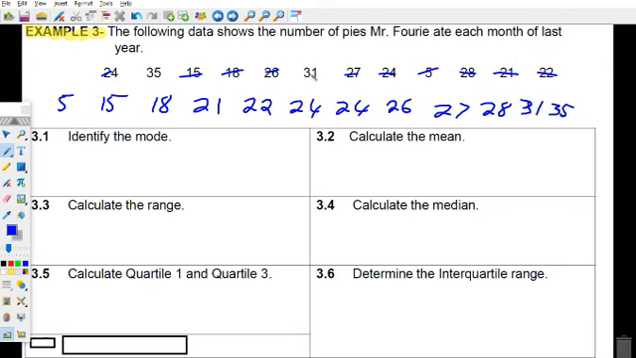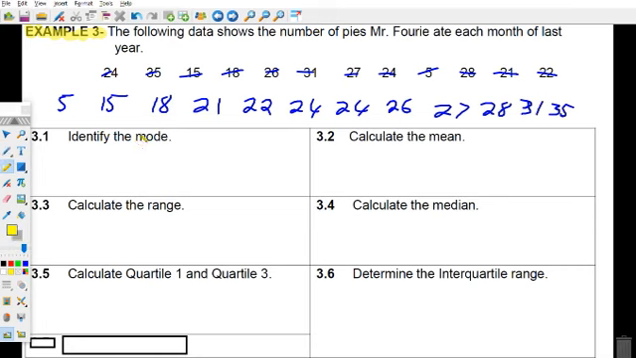All right. So from the information, it shows the number of pies Mr. Fourie ate each month of last year. So, how many data points do you think we're going to have? How many months in a year? 12. Okay, so what's my n going to be? My population number? 12. Yes. So, first thing, we've done it in ascending order. Very nice. Very good.